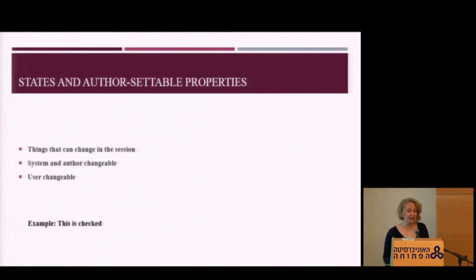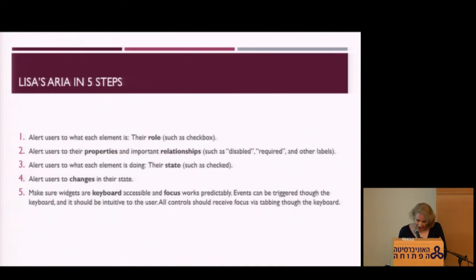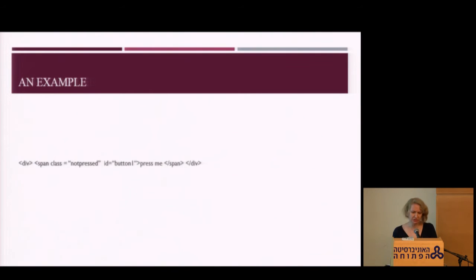Okay, states and author-settable properties. Right, so states are things that change, and they're normally changeable by the user. So properties tend to be things that the author sets, and states, you do something and it changes state. Okay, so those are our 5 steps. And then we've got the keyboard, which I'll get to in more detail as we go through.